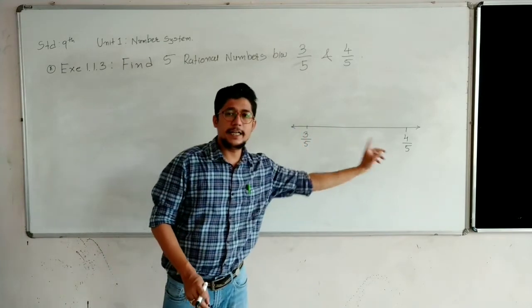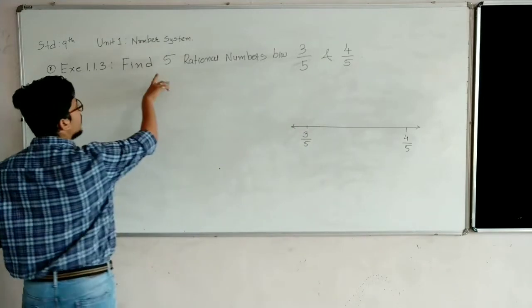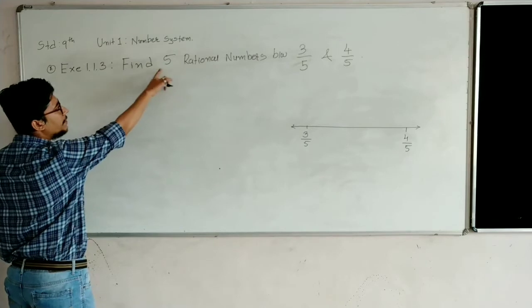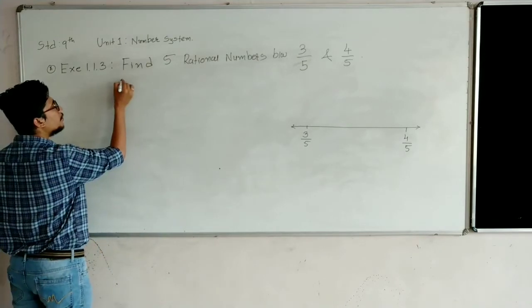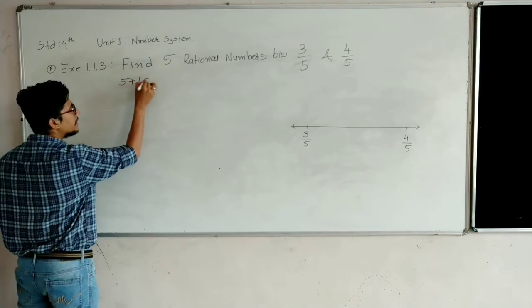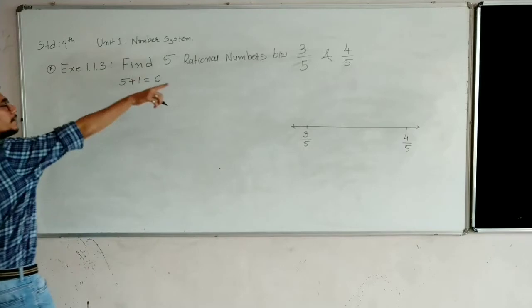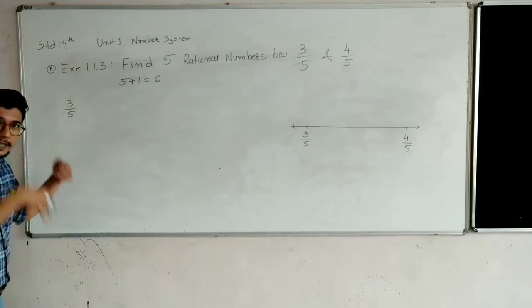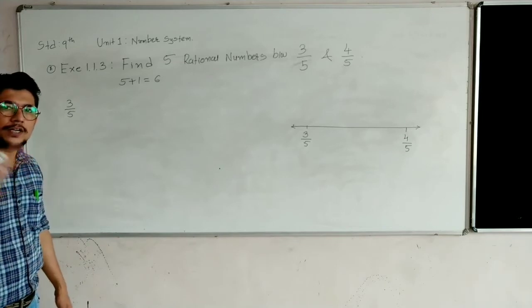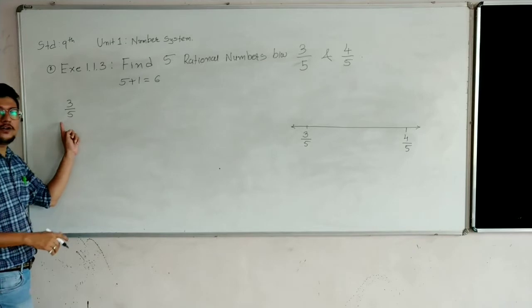That I have already indicated on the number line, 3 upon 5 and 4 upon 5. So again, how many numbers we have to find? We have to find 5 rational numbers. The procedure will be the same. What you have to do? 5 plus 1, that is equal to 6. You have got a magic number, that is 6. So one number is already given, that is 3 by 5. Since it is already in rational form, you don't have to convert it as you did in the previous problem. So 3 by 5 is already given.